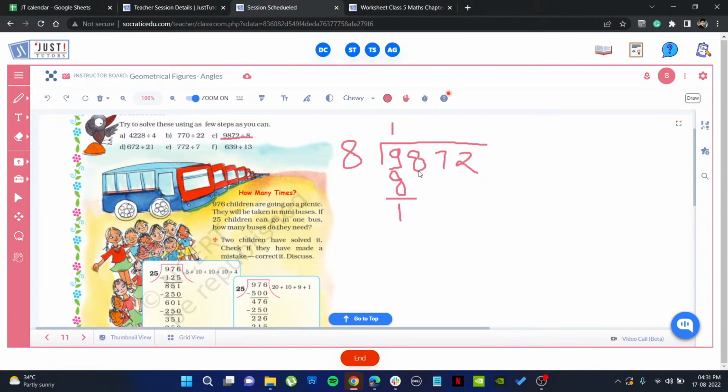Now the next step is to bring it down. What will we bring down? We will bring this 8 down. So our number becomes how much? It becomes 18. Now we need to divide 18 by 8. For that, we should times 8 by 2 to get a number around 18. And if we multiply 8 by 2, we get 16. If we take away 16 from 18, we get 2.